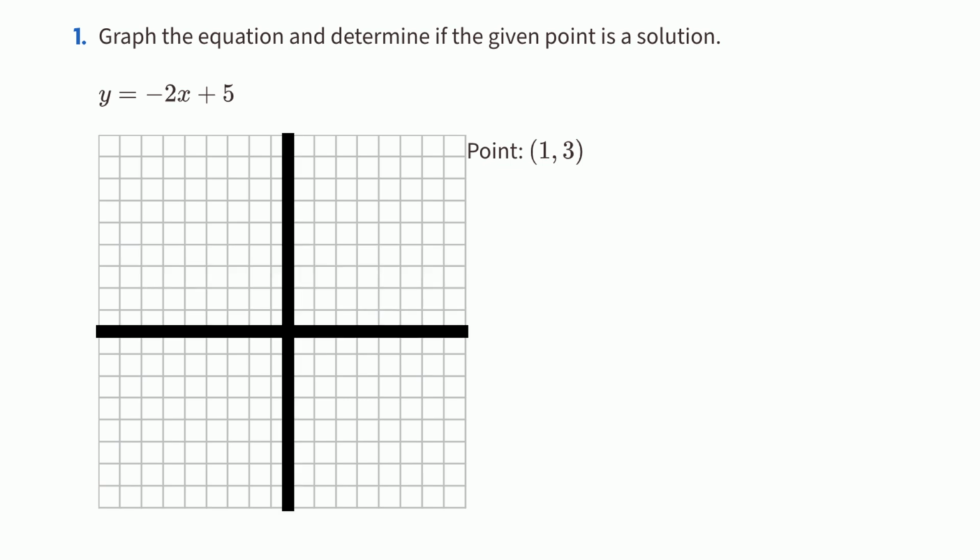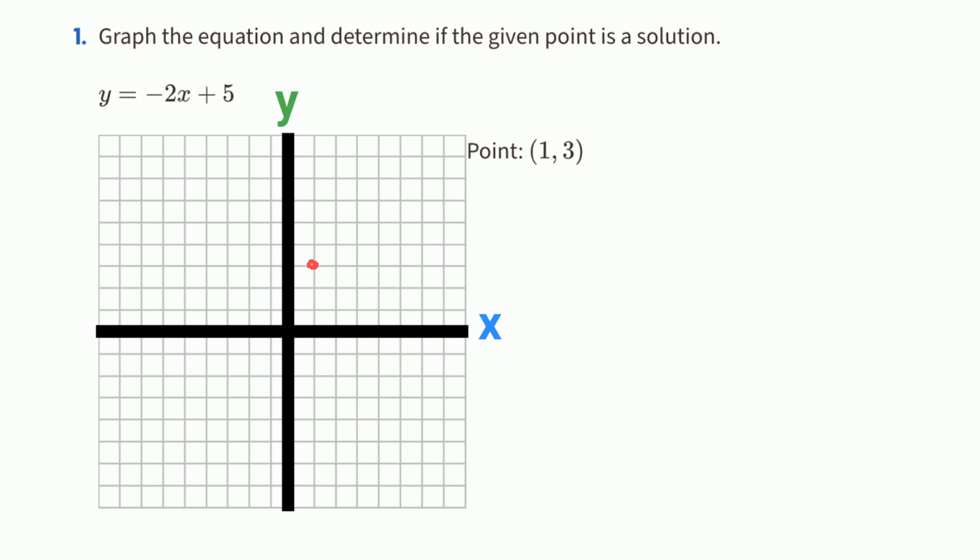Now we can graph the equation. I'll plot the graph of y = -2x + 5. Starting at the origin, I'll move 1 unit to the right along the x-axis for the positive 1. Then I'll move 3 units up along the y-axis for the positive 3. This is where I can put the first point.